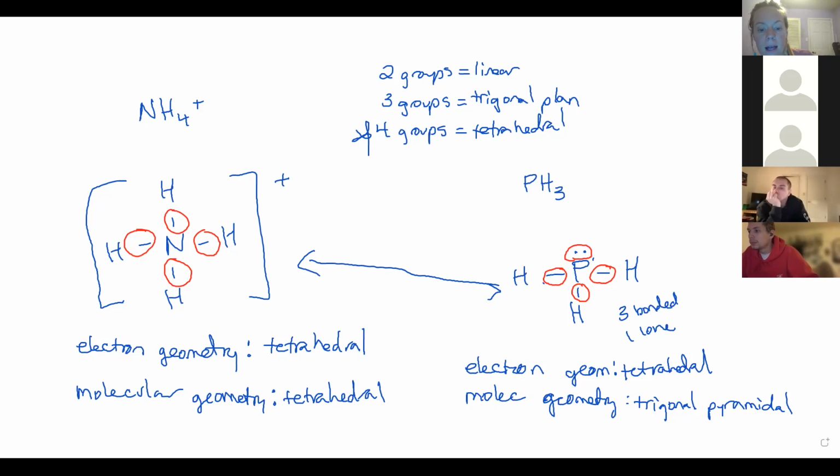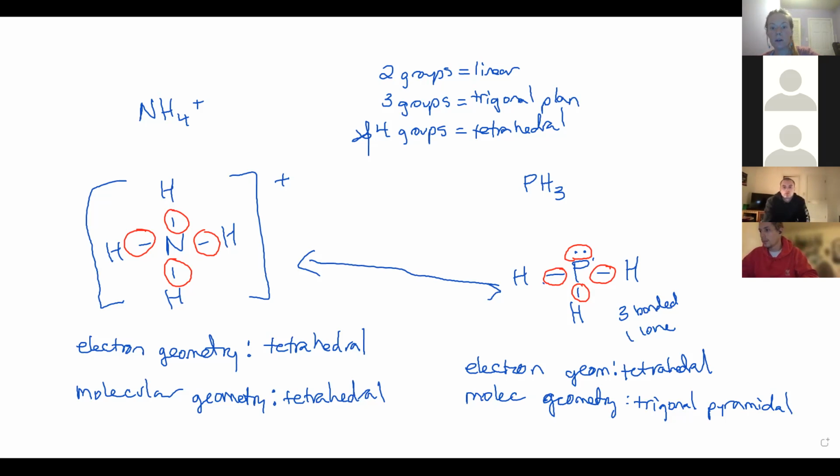Let's go back over to the slides. What has 3 bonded and 1 lone? Tetrahedral for the electron geometry, trigonal pyramidal for the molecular geometry. So you can always reference this. Questions?